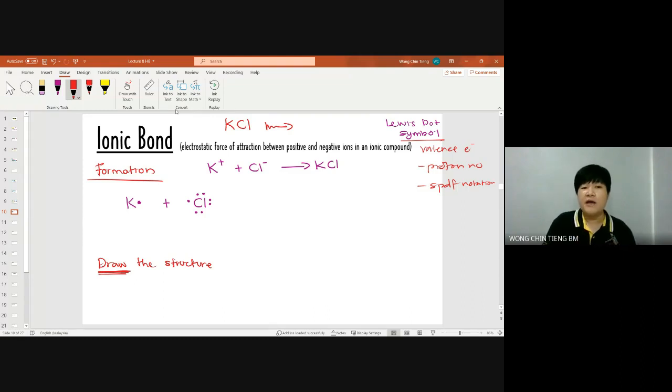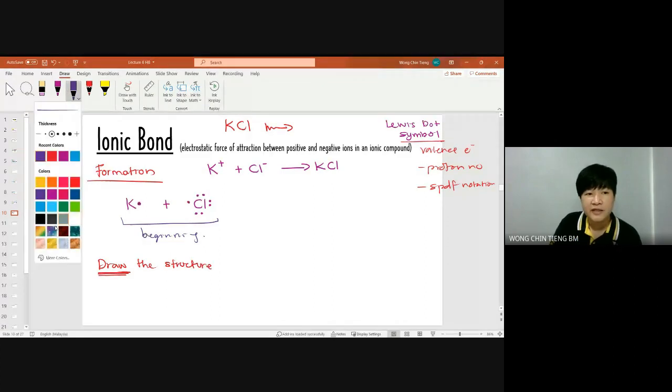Okay? So, apa maksud formation? Formation means you need to show from the beginning till the end. This is your beginning. Okay? So you need to know what you are using. Alright? That is the formation. Show. Okay? Next thing that you need to have is the arrow.